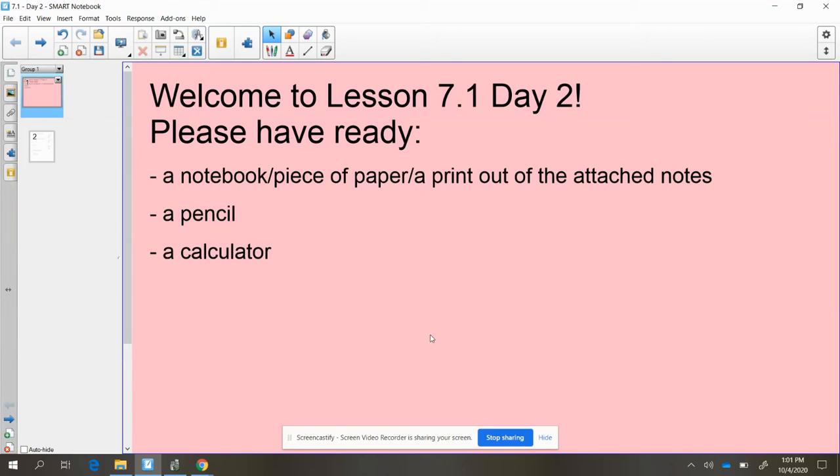Hi everyone, welcome back to lesson 7.1, day 2. Today we are going to focus more on the solving when it comes to these different angle relationships.